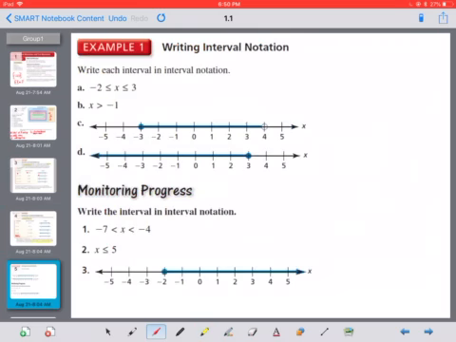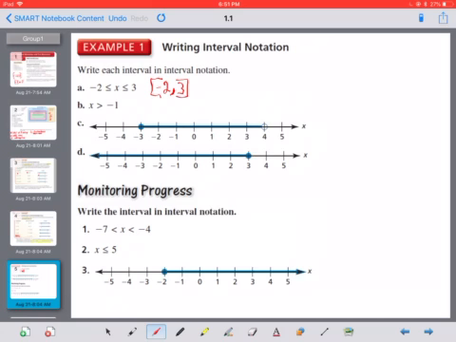So let's look at some examples. Write each in interval notation. All right, so for A, negative 2 less than or equal to x less than or equal to 3. The x is my comma. The starting point is the negative 2. And it's got an equal sign, so I use a straight line bracket. And it goes to 3, and it can be equal to 3, so if it's equal sign, straight line bracket.